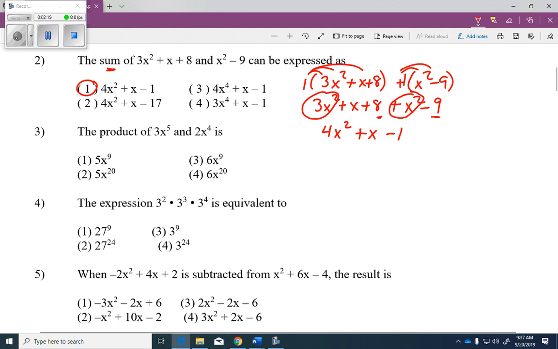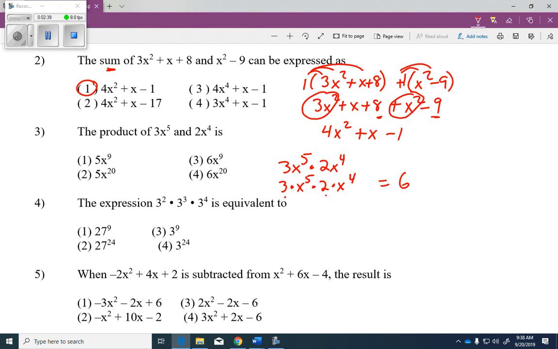Number 3, product means to multiply. So it's 3x to the 5th times 2x to the 4th, which is like 3 times x to the 5th times 2 times x to the 4th. If I use the commutative property, I want to do 3 times 2 first, and then x to the 5th times x to the 4th.